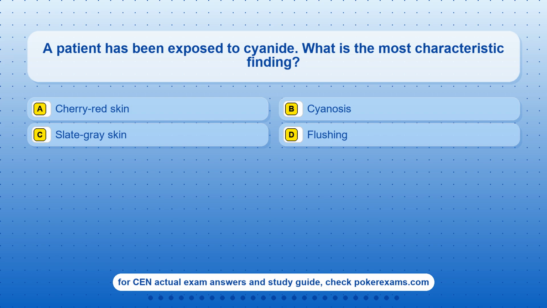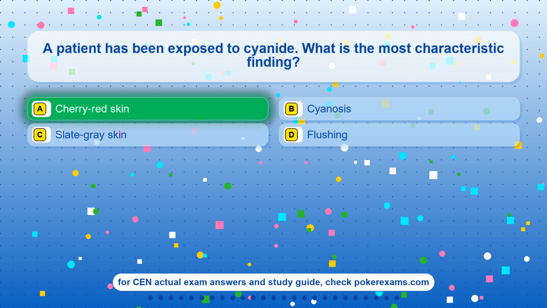Question 9. A patient has been exposed to cyanide. What is the most characteristic finding? Option A, cherry-red skin. Option B, cyanosis. Option C, slate-gray skin. Option D, flushing.